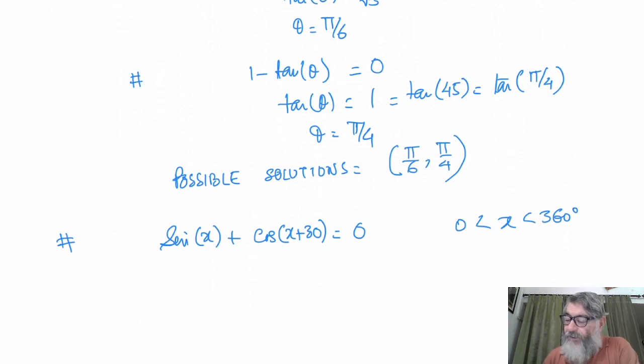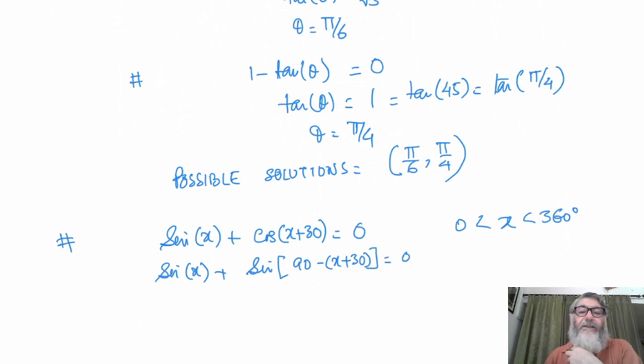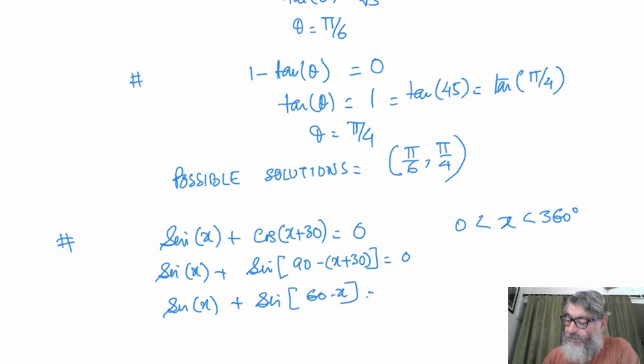Now one is sine, another is cos. I'll change one of them, sin x. I'll write it as sine of 90 minus x plus 30, because sine 90 minus theta is cos theta and it is cos x plus 30. So sin c plus sin d, I can write this as sin x plus sin how much? 90 minus 30 is 60 minus x is equal to 0.